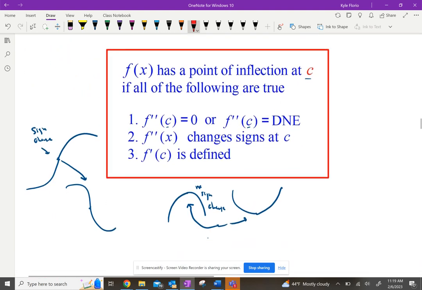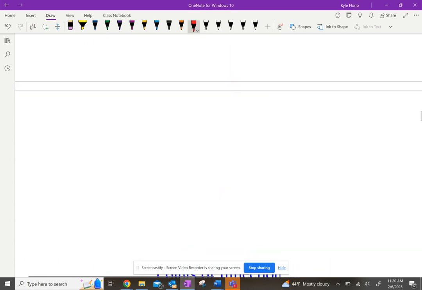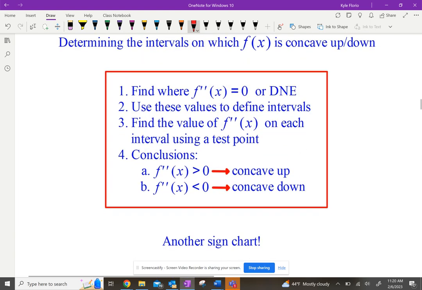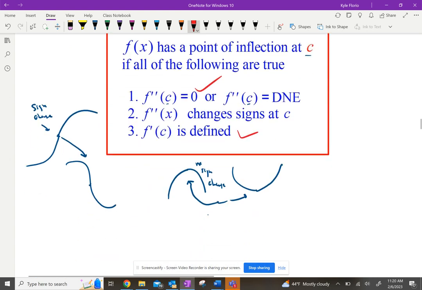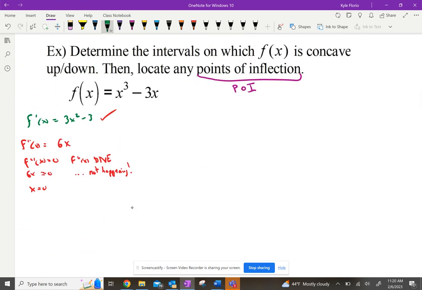So it's defined in the derivative at 0. So we have a possible inflection point. And we found out where the second derivative is 0 and where it does not exist. We're going to use that to define our intervals and find out where it's concave up and concave down. So now I'll make a sign chart for my second derivative.